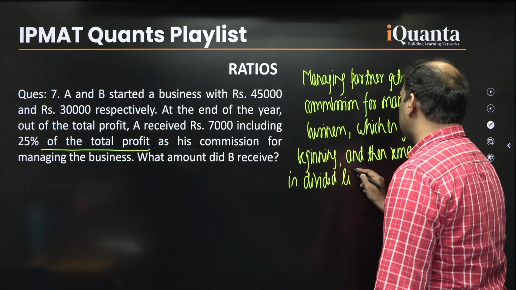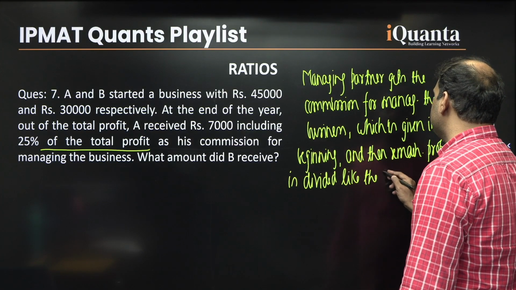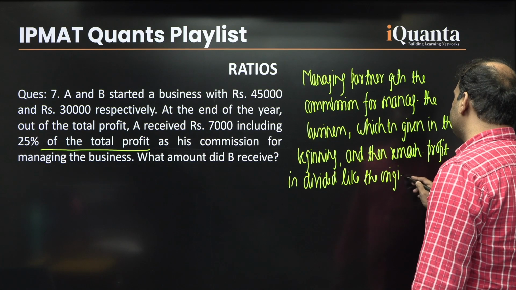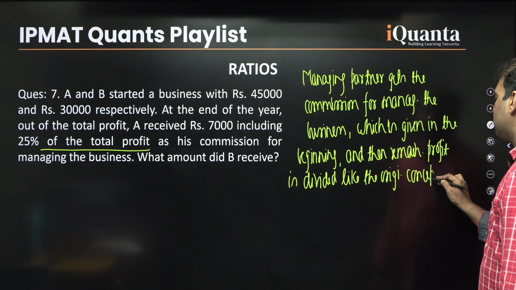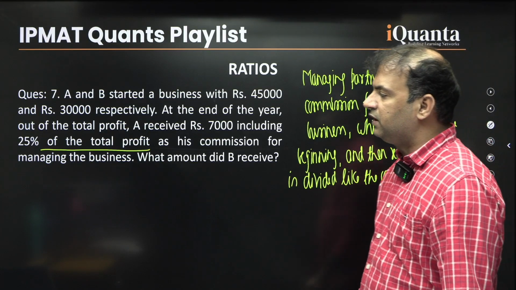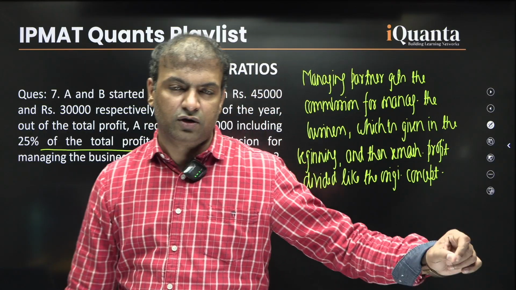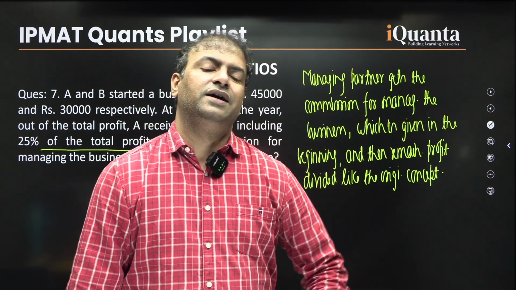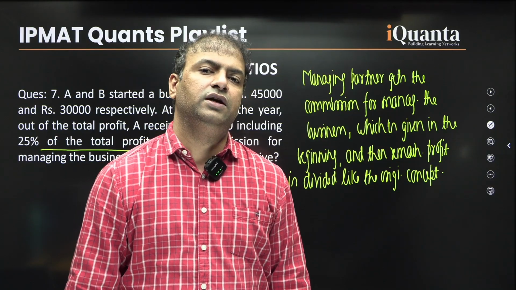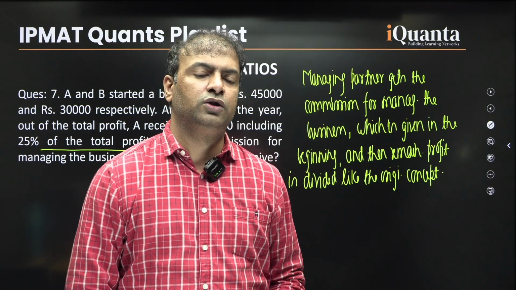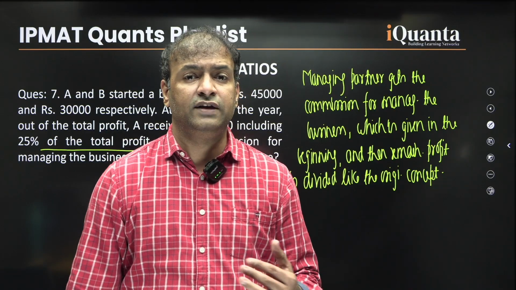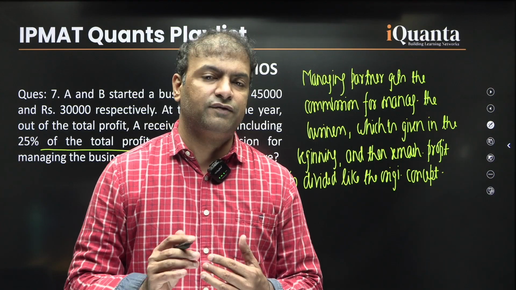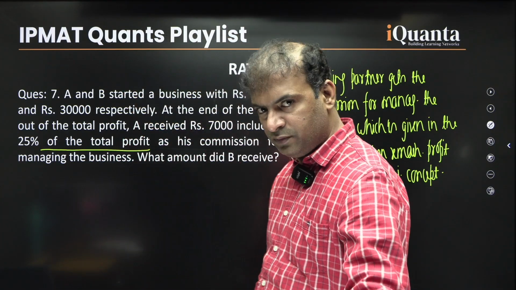Like the original concept. Okay, like the original concept. What is the meaning of original concept, guys? Remember from where we started today? We started today with the simple partnership and the compound partnership, right? If it is a simple partnership, how will the remaining profit be distributed? In the ratio of the investment, right? And if it is a compound partnership, how will the remaining profit be distributed? In the ratio of the product of the investment and time period of the respective partners. Alright guys, hope this is clear.